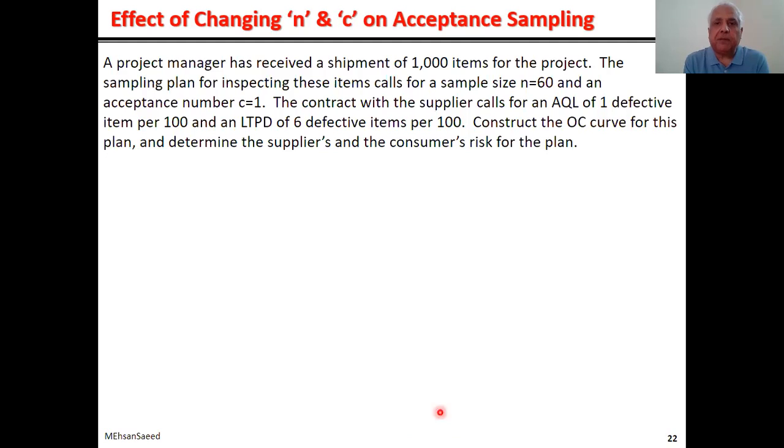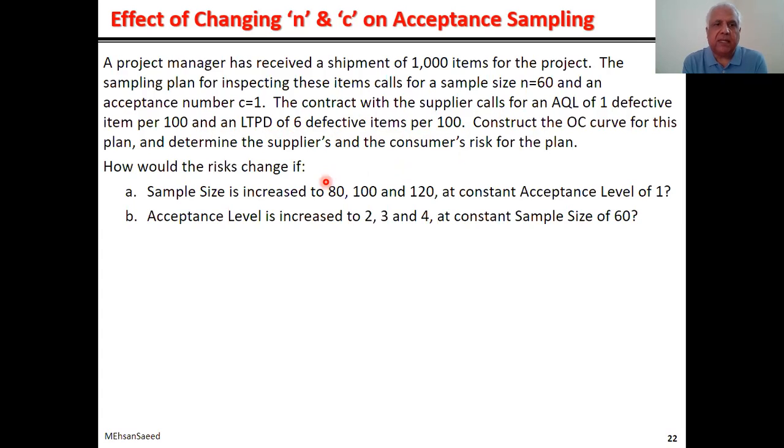The contract with the supplier calls for an AQL of 1 defective per 100. Now here AQL is given in a descriptive form, 1 defective per 100. You have to translate it into numerical value, so it is 1% or 0.01. And LTPD of 6 defective items per 100, that means LTPD of 6% or 0.06. Construct the OC curve for this plan and determine the supplier's and consumer's risk for the plan. So here is the given data.